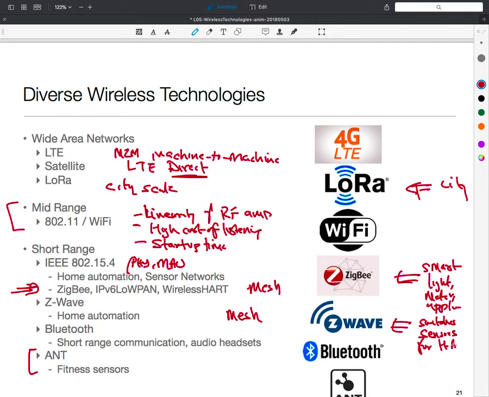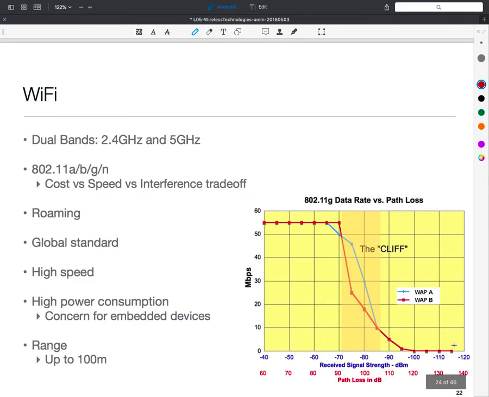Then you could see that there are industrial things like WirelessHART, which you'll only find in factories. So there's a rich space of these wireless standards which exist.